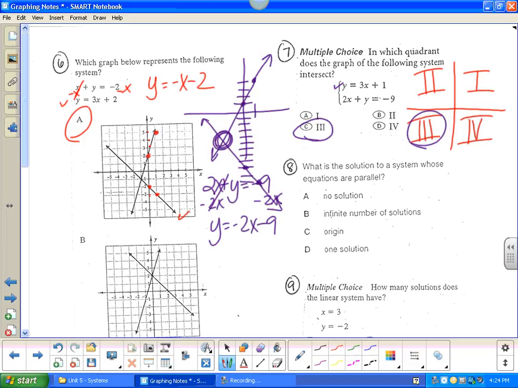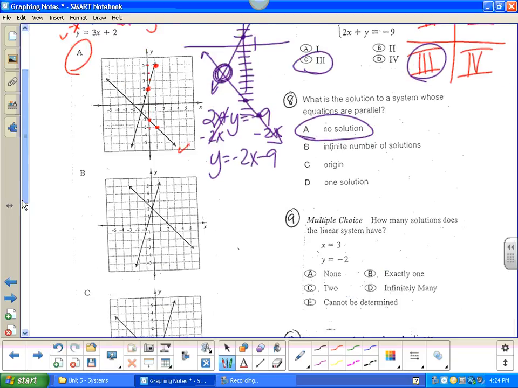What is the solution to a system whose equations are parallel? Parallel lines never touch, so it has no solution.